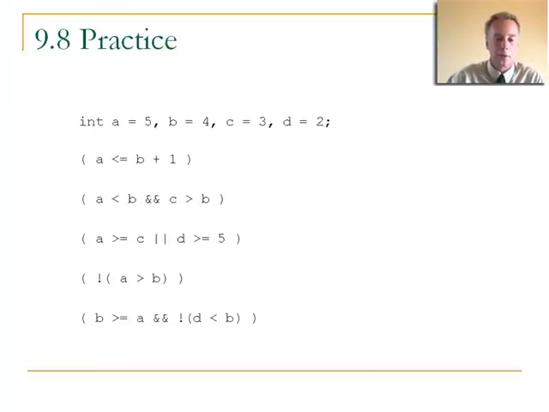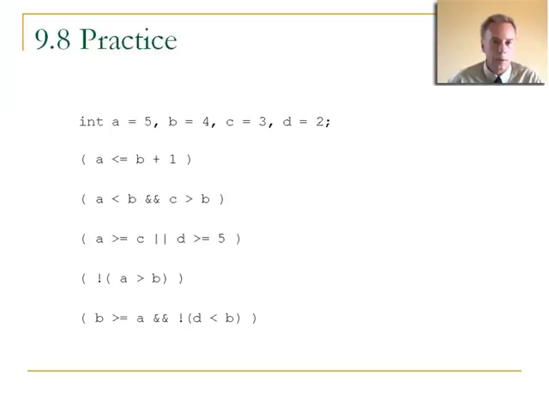Here are some for you to practice. And that first one has an arithmetic operator in it. That's the first time we've seen that, mixing arithmetic operators with relational operators. So we have A is less than or equal to B plus 1.